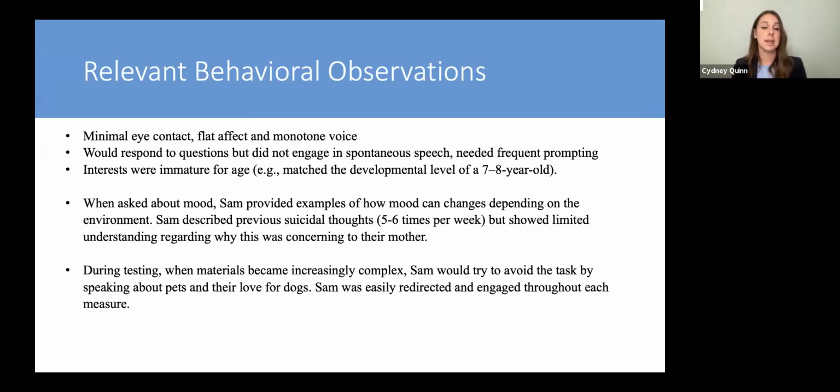And then during testing, Sam often tried to avoid tasks that became more complex by speaking about their pets, their love for dogs, often trying to pull out a picture on the phone and saying, would you like to see my dog? But Sam was easily redirected and would engage again back in the material.